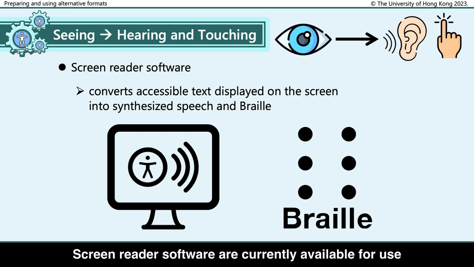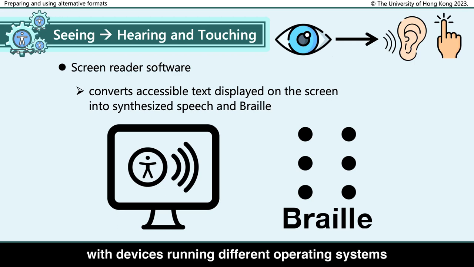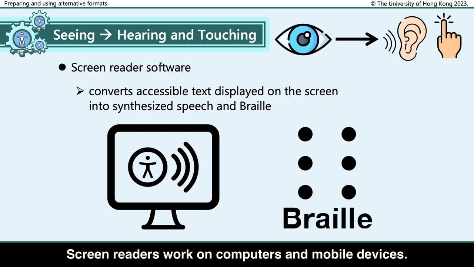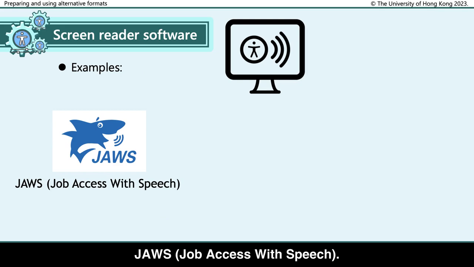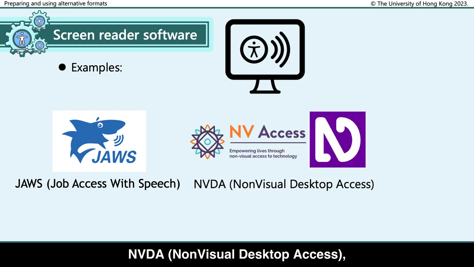Screen reader software are currently available for use with devices running different operating systems such as Windows, Mac, iOS, and Android. Screen readers work on computers and mobile devices. Examples of screen readers include the following. JAWS, Job Access with Speech. JAWS works on devices running Windows. It requires a paid license. NVDA, Non-Visual Desktop Access, available free of charge by anyone around the world.